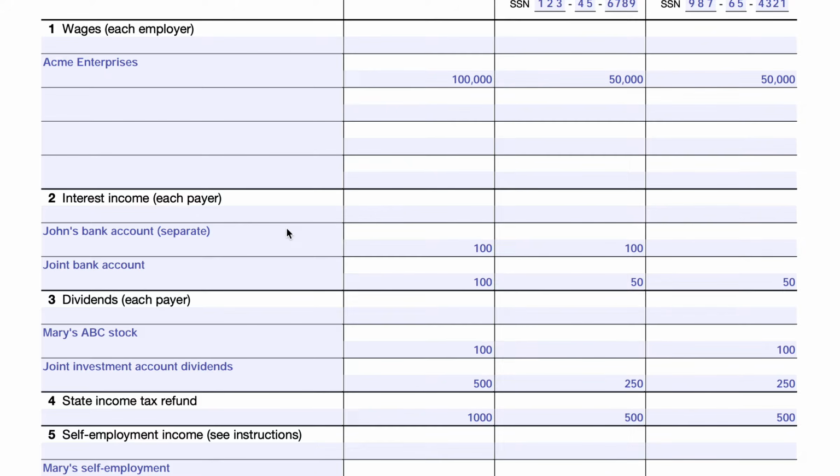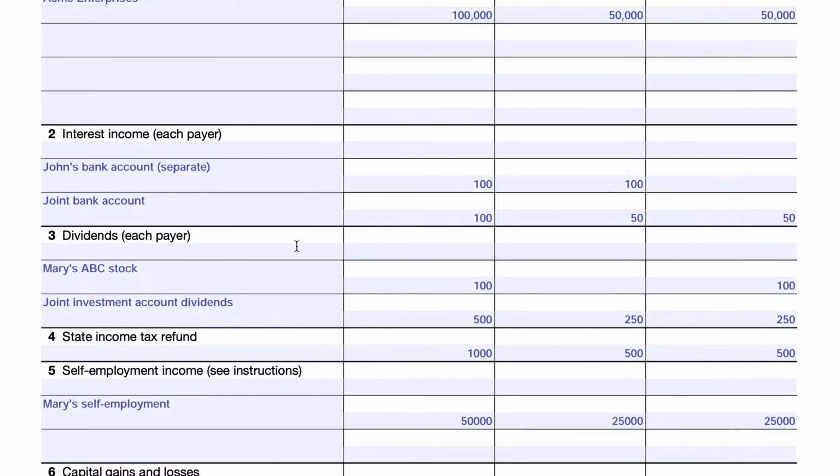So for item 2, the IRS says that interest income tax treatment depends on whether or not the source of that income was considered to be community property or separate property. At the top of this is John's bank account that he had separately filled with cash prior to their marriage. So this is his separate interest income. Below that, we have a joint bank account with $100, so that's split evenly between the 2 of them.